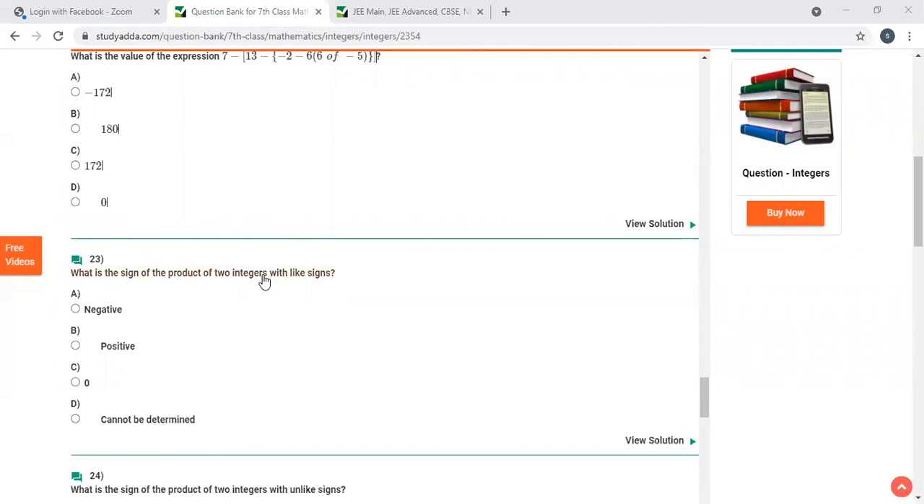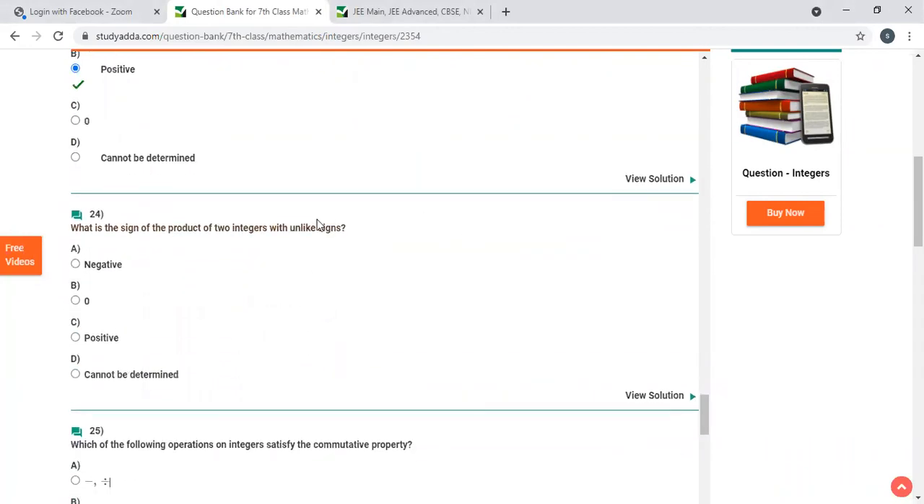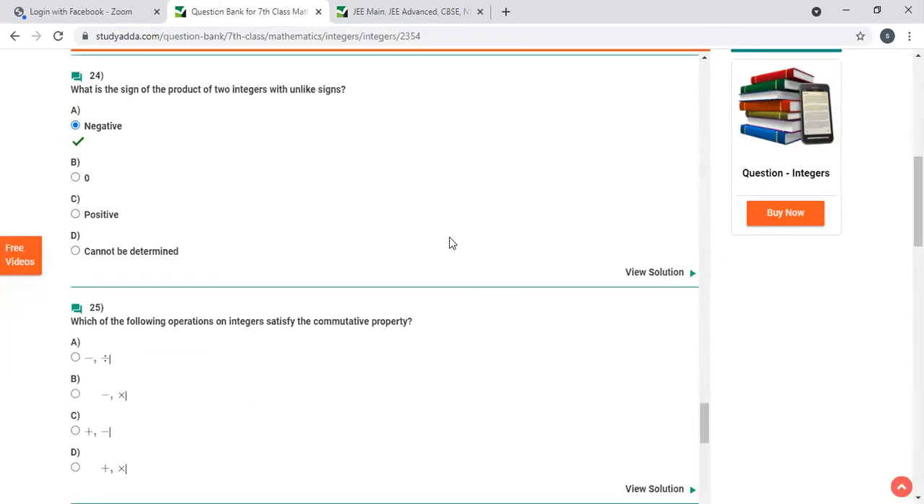What is the sign of the product of 2 integers with like sign? If you multiply a positive integer with a positive, the answer will be positive. If you multiply 2 negative integers, then the answer will again be positive. With different sign, the answer will be negative. These 2 questions we have done earlier also.